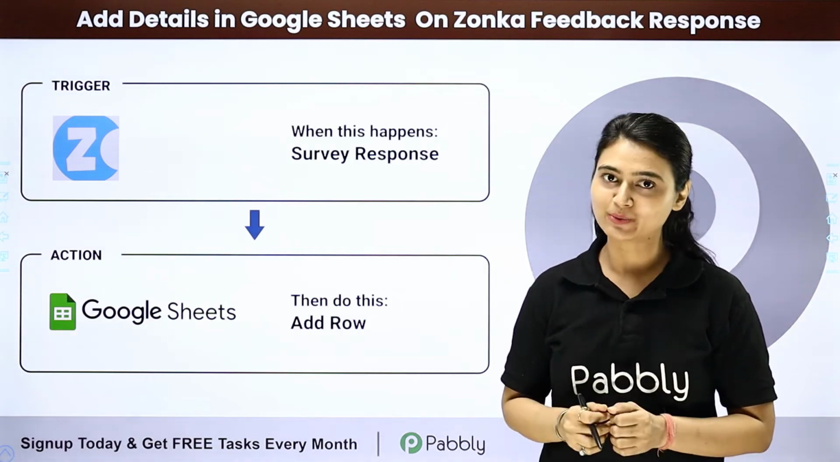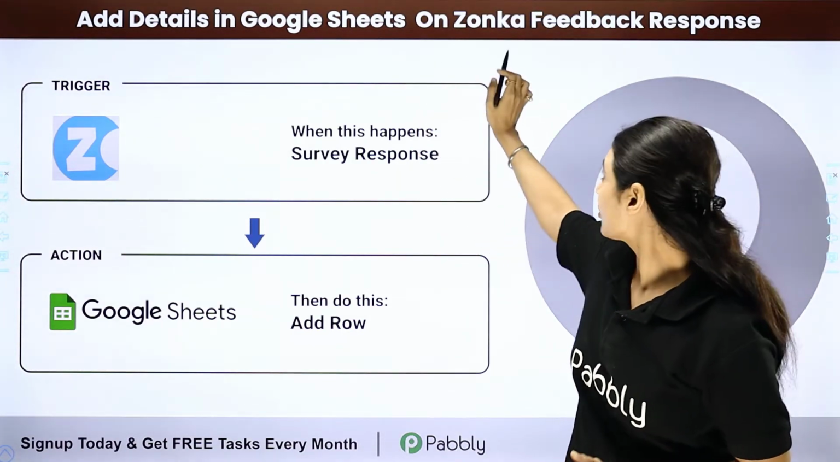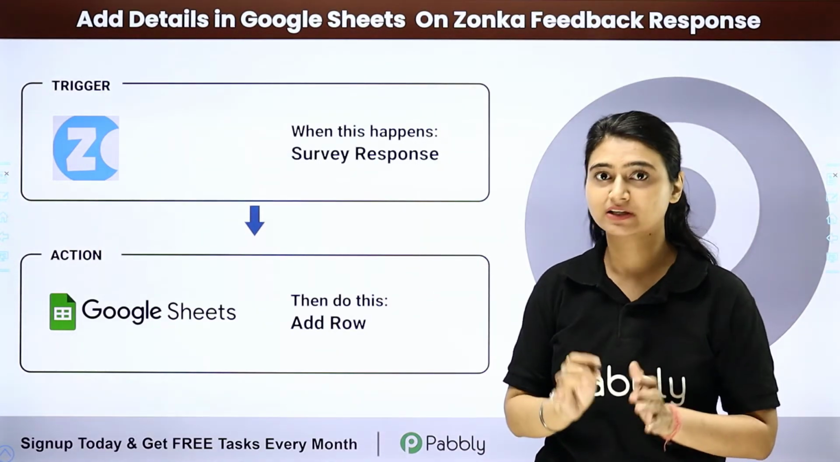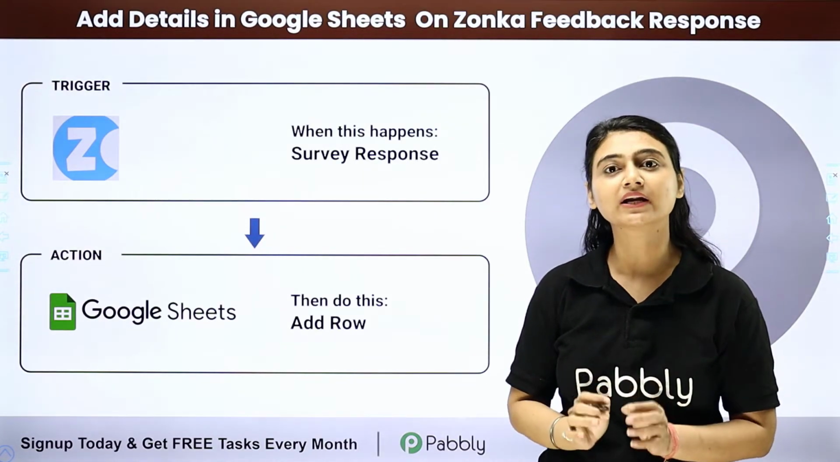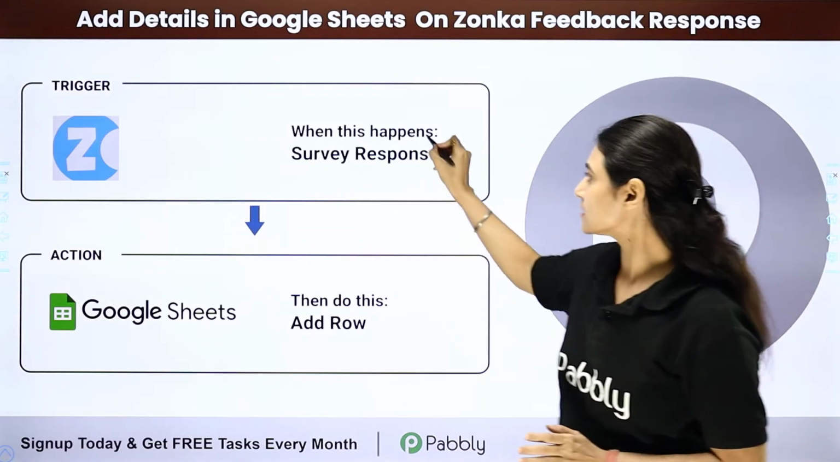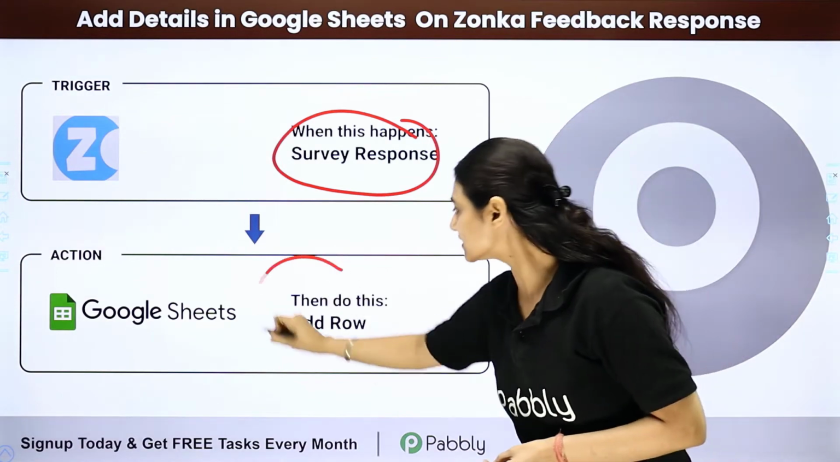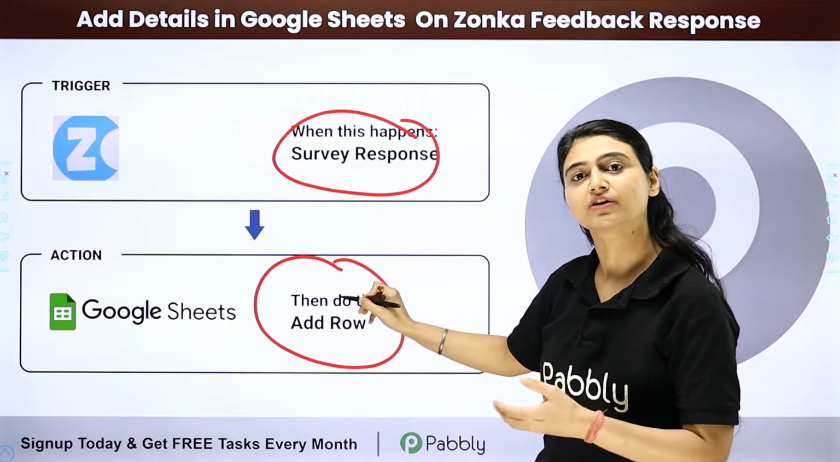In this video, we will learn how you can automatically add details in Google Sheets on Zonka Feedback response. Zonka Feedback is an application that helps you to get real-time survey responses. Now let's say you are running a lead capturing survey in Zonka Feedback, and every time a response is received, the lead's details should be added as a new row in Google Sheets so that you can use them in further planning.